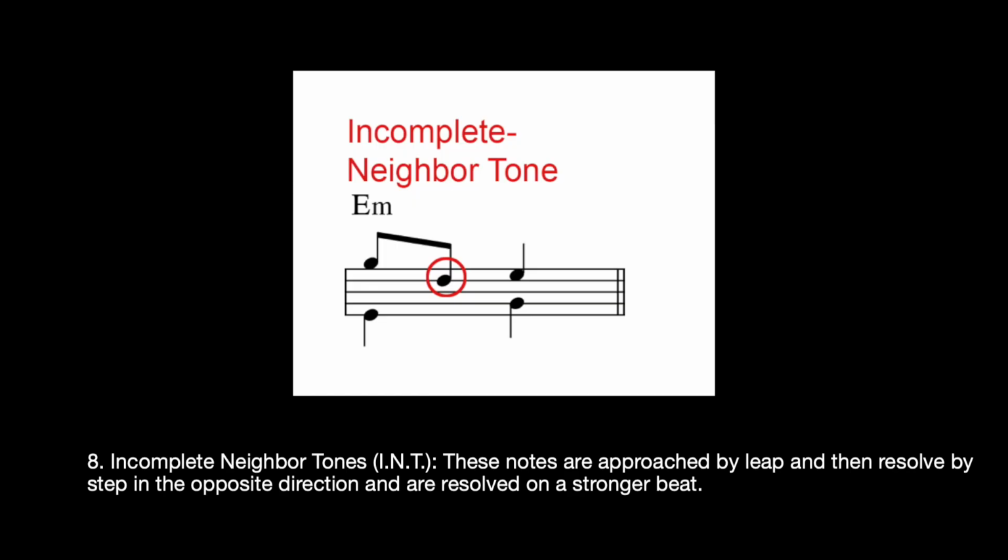Next, we have incomplete neighbor tones. These approach by leap and resolve by step in the opposite direction, similar to an Appoggiatura, except this one resolves on the strong portion of a beat.